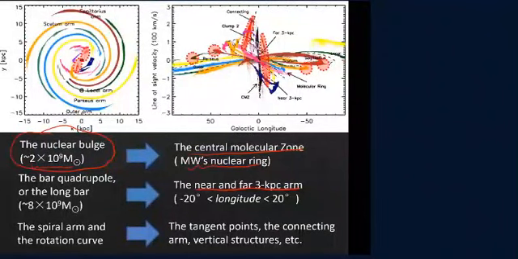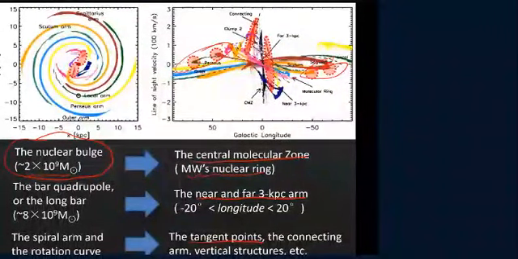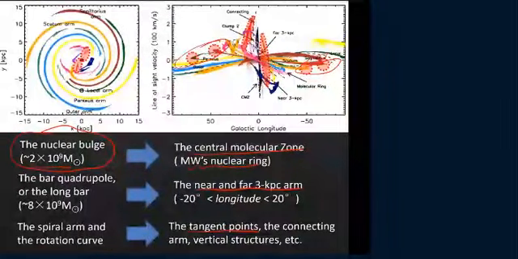And if you change the spiral arms and rotation curves, then you change the tangent points, like here, and the connecting arms and the vertical structures, basically. So we think we roughly know which physical feature is responsible for which observational feature.